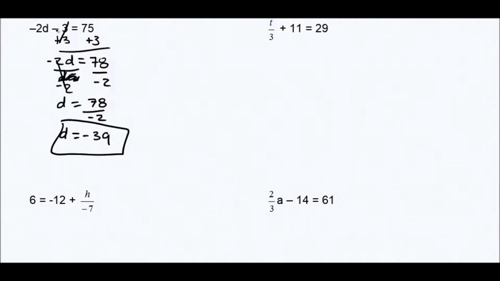And if we plug that in, evaluate the expression on the left, -2d minus 3 for d equals -39, then we should get 75.